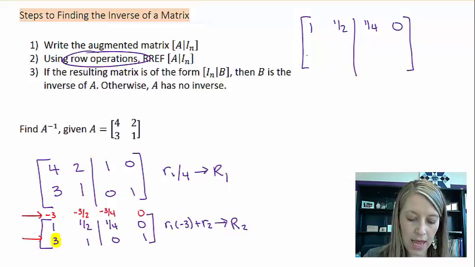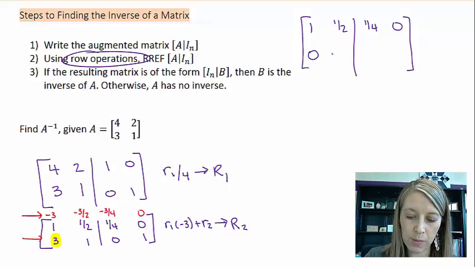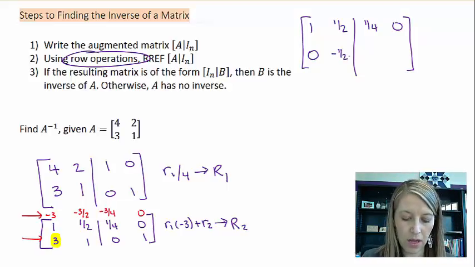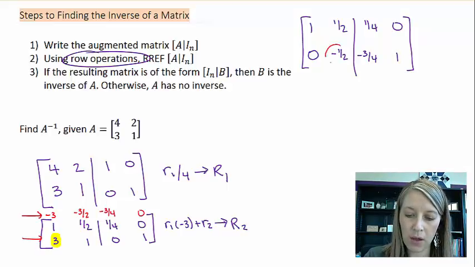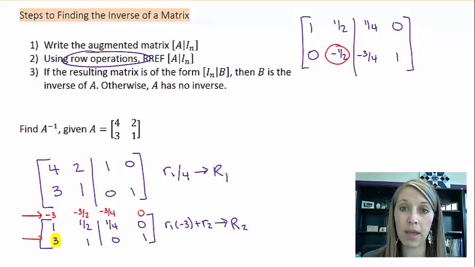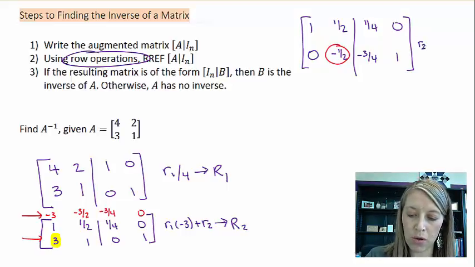Okay, and then when I add these, -3 plus 3 gives me 0. -1½ plus 1 gives me -1/2. -3/4 plus 0 gives me -3/4, and 0 plus 1 gives me 1. All right. Now I want to take this guy and I want to make him a 1. So the easiest way to do that is to take row 2 times a -2. Replace that in row 2.